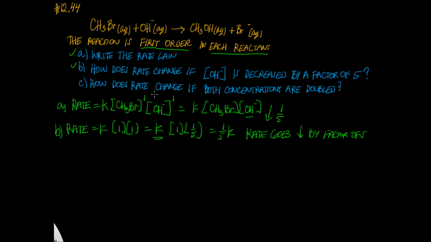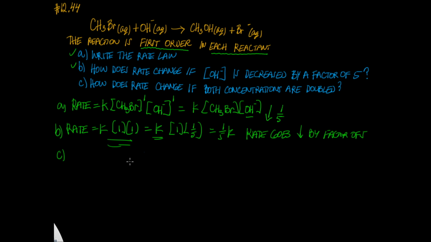Similarly, we can do the same kind of analysis. How does the rate change if both concentrations are doubled? Okay, so for part C, we want to again start off with assuming the reaction rate is equal to a rate constant times each of the two concentrations raised to the first power, and just substitute in ones for a starting point, and then think about, okay, what if the concentrations are doubled?